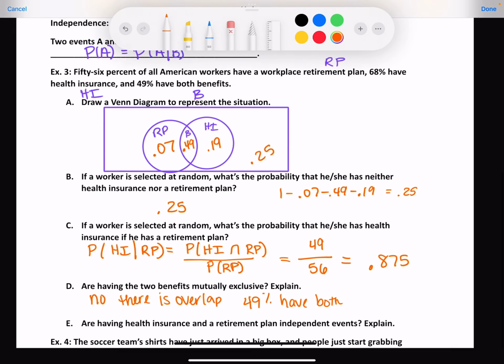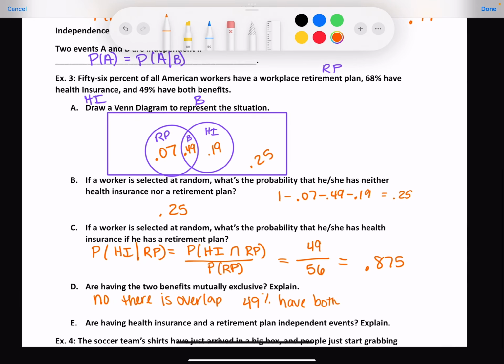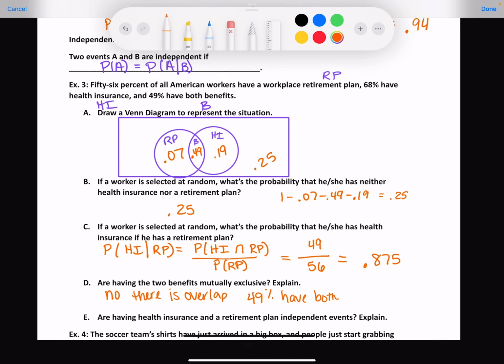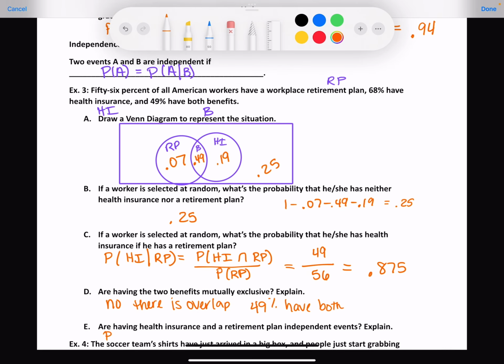So, I thought we did that though. So I'm going to use the stuff that I've already found. So the probability of health insurance given a retirement plan, meaning I'm going to compare this to the probability of health insurance. So the probability of health insurance is equal to the probability of health insurance given a retirement plan.